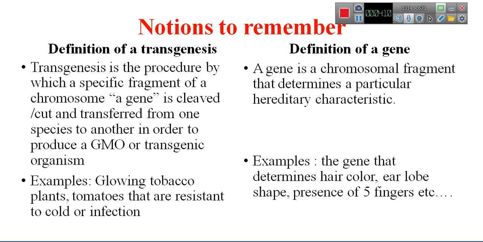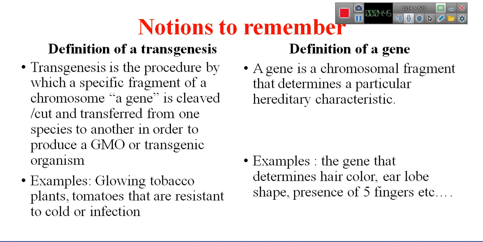If you look at transgenesis, we can see here that transgenesis is the technique that aims at producing a new organism that is said to be a GMO, and that GMO is simply the result of transferring a specific fragment of a chromosome, which is a gene, that is cleaved or cut, and transferring this structure from one species to another, as we have seen a few minutes ago. And these are a few examples like the glowing tobacco plants. Can you imagine a tobacco plant that glows at night? Because we have been able simply to transfer a glowing gene from the jellyfish into a tobacco plant.